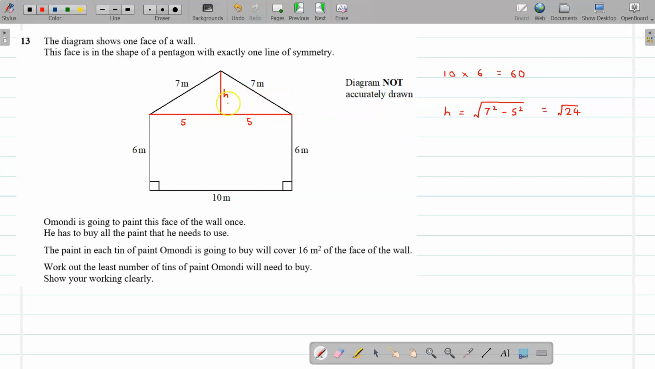So the area of the roof is a half base times height. So I've got a half of the base, which is 10, times root 24.